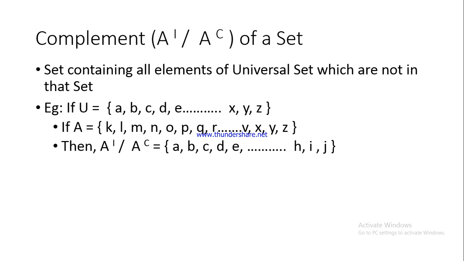So you can understand here, the universal set has all the elements from A to Z, while A starts from K and continues till Z, which means A, B, C, D up till J, these are the elements which are present in the universal set but they are not part of the set A, and that is why A complement, which is shown here in the third line by A dash or A^C, will be A, B, C, D, E till J. So this is how you find out the complement of a particular set.